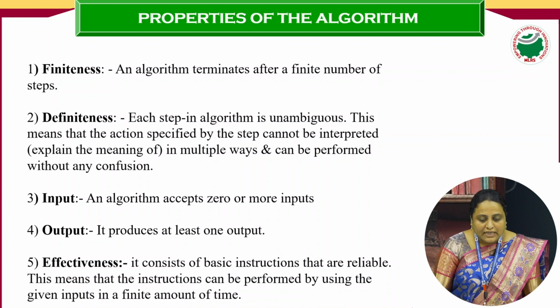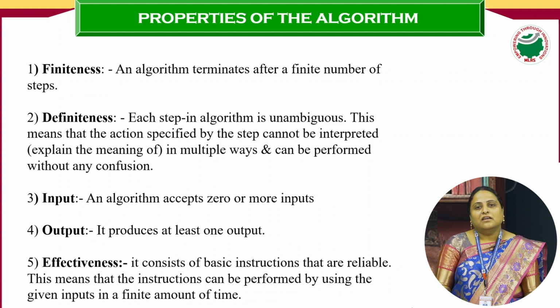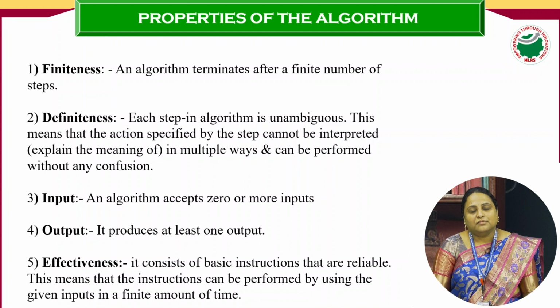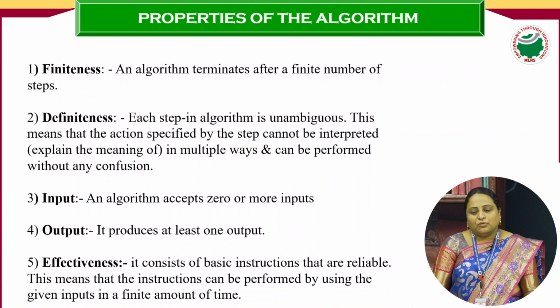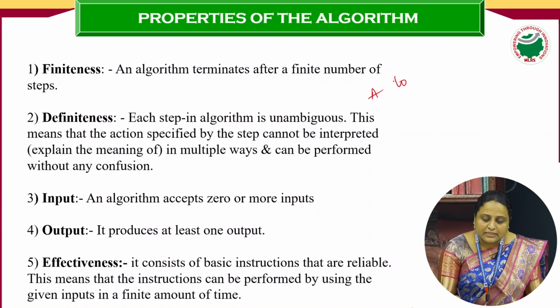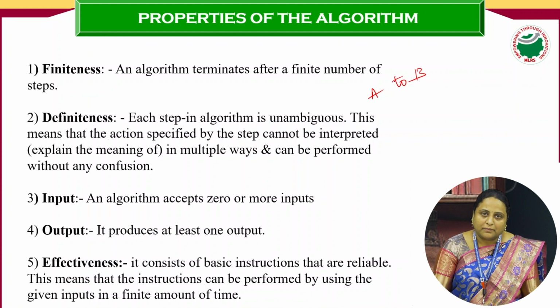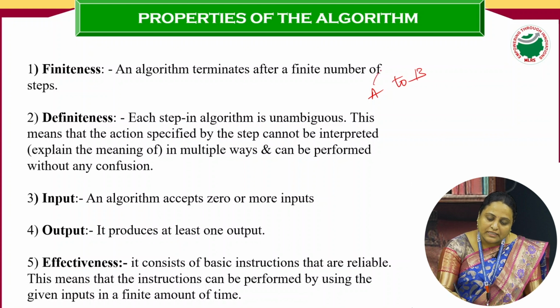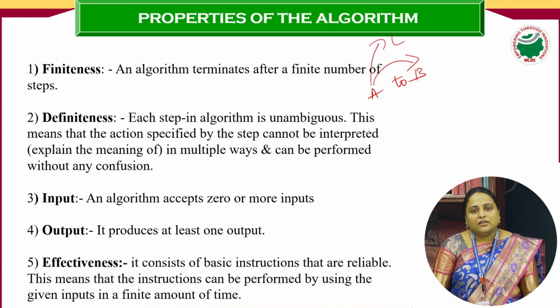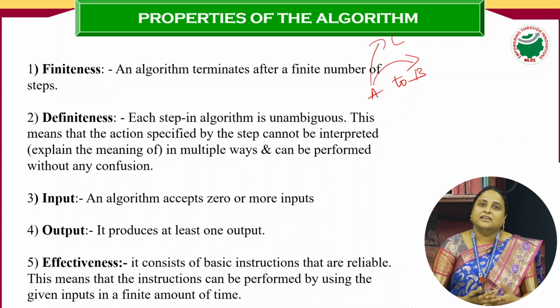Coming to the next one, that is definiteness. Definiteness means whatever instruction you are writing in the algorithm should be very clear and there should not be any ambiguity. Ambiguity is confusion. Whatever instruction you write should not lead to any confusion. For example, you are guiding a person to go from some source A to destination B. Whatever you guide, he should be able to reach destination B without any confusion. It should not lead to any other route like C. That means the instruction you have given contains the property of definiteness. It is not leading to any confusion.